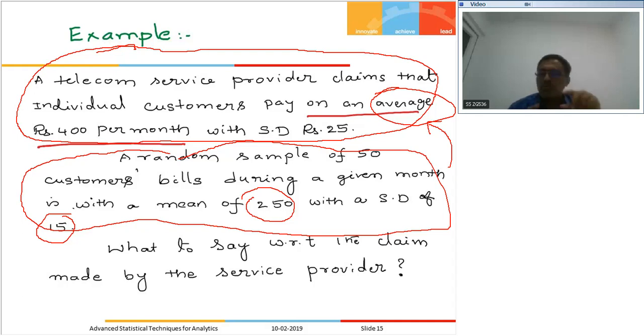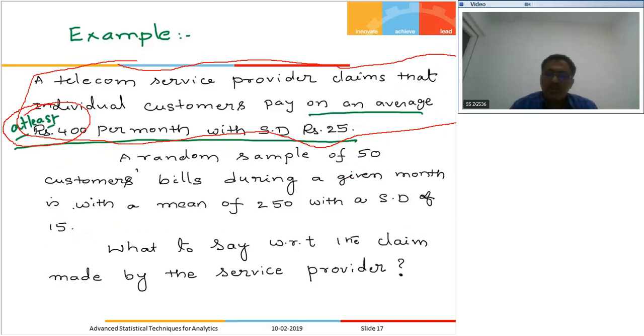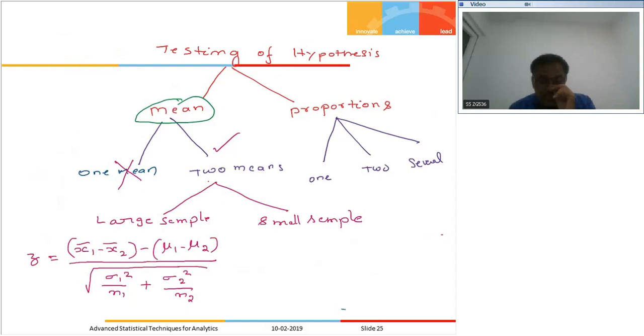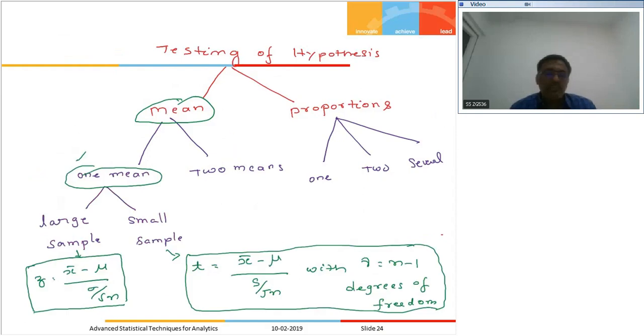Again, when it is one mean, we have two discussions. One is large sample or small sample. So what can we say with respect to the sample? Because here the size of the sample is 50. Large sample, yeah, perfect. So that means Z distribution is the one which we have to use. So like this, we have to come down. Then it becomes there are not two means here. Like this, we come down and arrive at the one which we have to use.